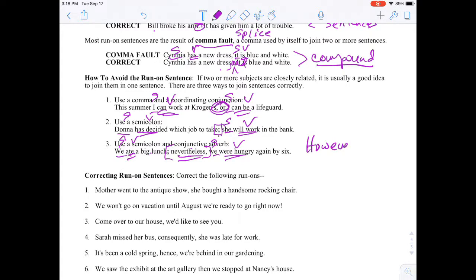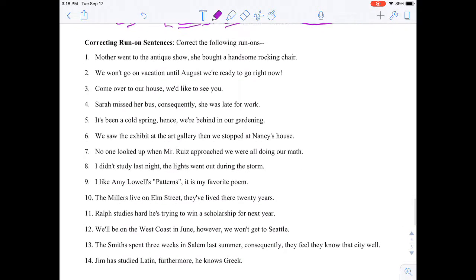However is the most commonly used conjunctive adverb. So when you see however in the middle, check to see if there's a subject verb on this side and a subject verb on this side. If that's the case, you need a semicolon before it and a comma after it. So let's practice with a couple of these. We're going to correct these.